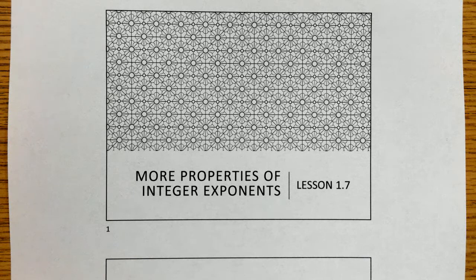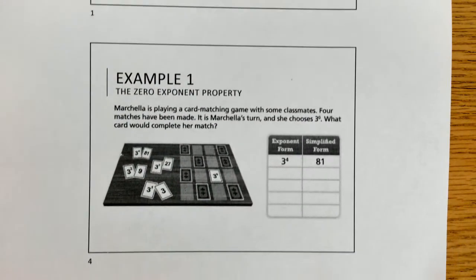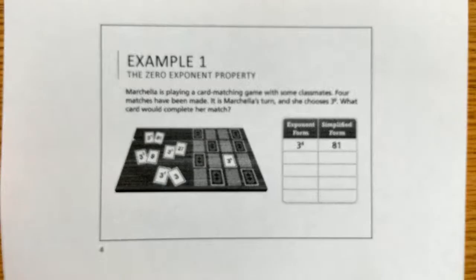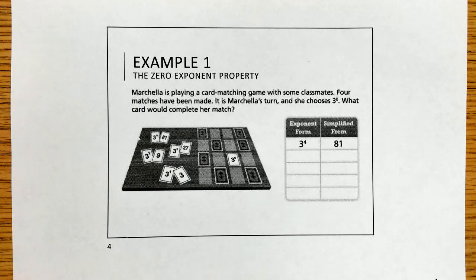Lesson 1.7 is on integer exponents and some properties of them, in addition to the properties that we talked about in lesson 1.6. So starting with example 1, we're going to talk about the zero exponent property.